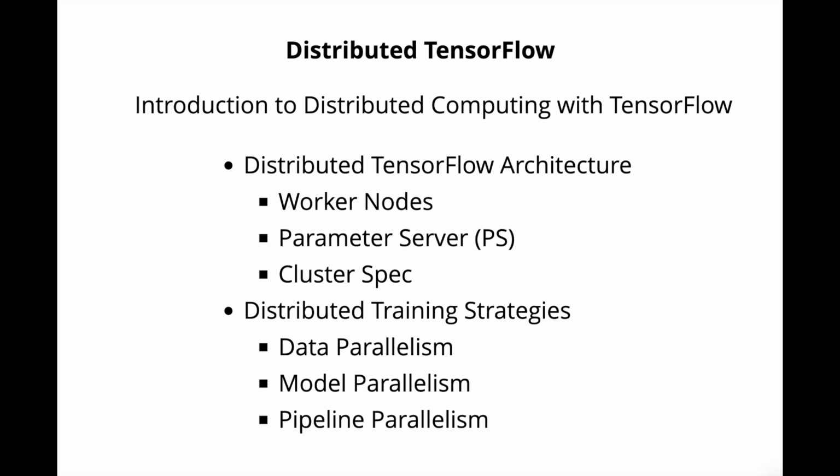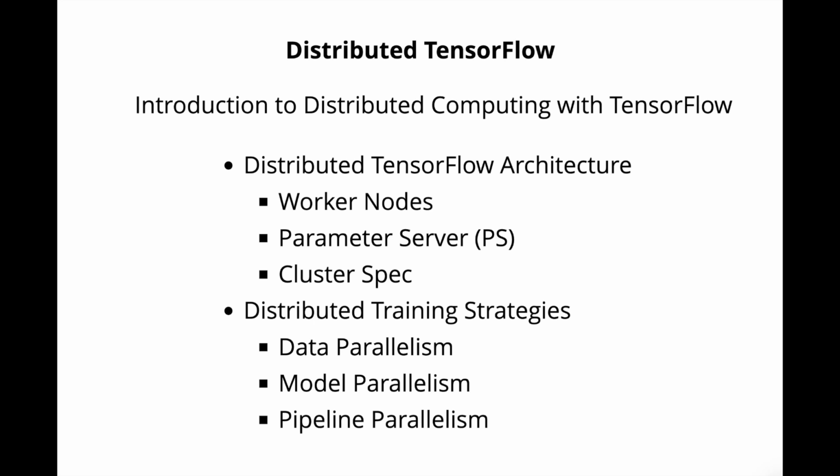The second one is distributed training strategies. TensorFlow supports various distributed training strategies to accelerate model training and handle large datasets. Some common distributed training strategies include data parallelism. In data parallelism, the dataset is partitioned across multiple devices or machines, and each device computes gradients independently using a subset of the data. Gradients are then aggregated across devices to update the model parameters.